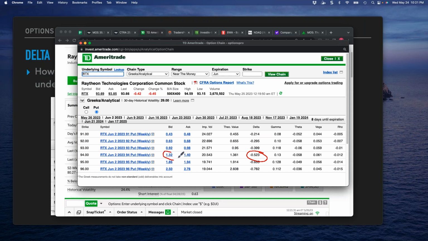So instead of $1.32 on our bid price, we would be looking at a bid price in the neighborhood of $1.84 per share. If the stock goes up by $1 from 93.66 to 94.66, then this option will lose 52 cents per share in value, and will drop to about 80 cents per share on the bid price, would be the expectation that we would have. What this does is give you a reference point for how much an option's price can change if the price of the underlying stock also changes very quickly.